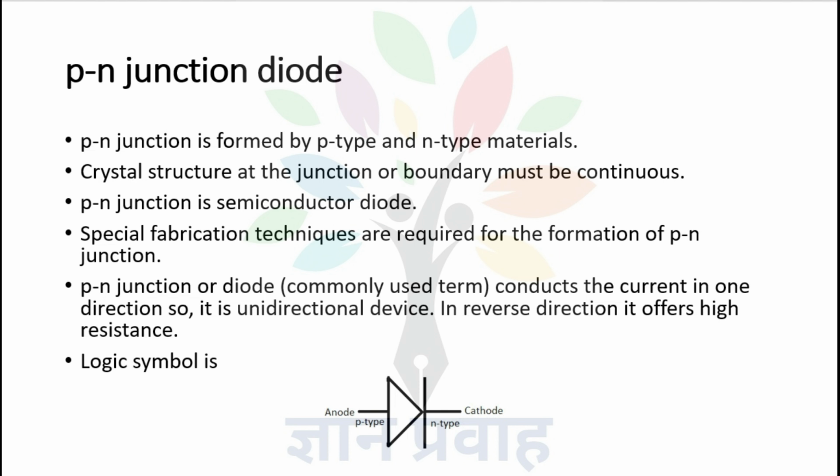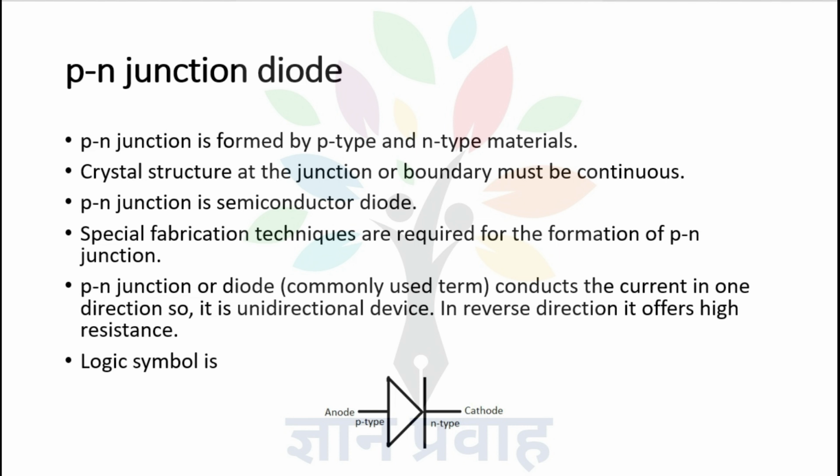So PN junction diode is a semiconductor diode because the base material is a semiconductor material, using semiconductor elements or widely used silicon material. The PN junction diode conducts the current in one direction. It means PN junction diode is a unidirectional device. So it conducts in forward bias while there is no current conduction in reverse bias of the PN junction diode.